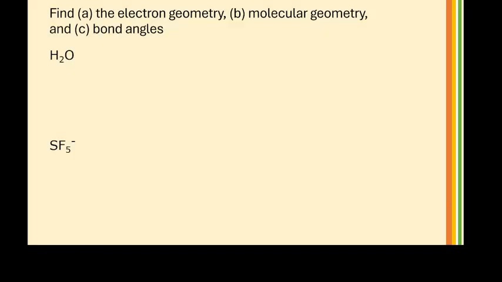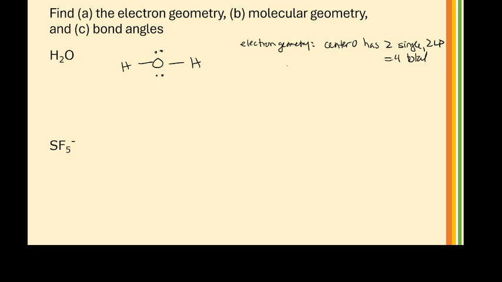Two more, same problem. Let's do my water structure. We did water earlier, so I'm just showing its Lewis structure. We've already checked it in an earlier video. This one would be my electron geometry. So let's see, my center O has 2 single bonds and 2 lone pairs, equal 4 total. So I go to my 4 total.